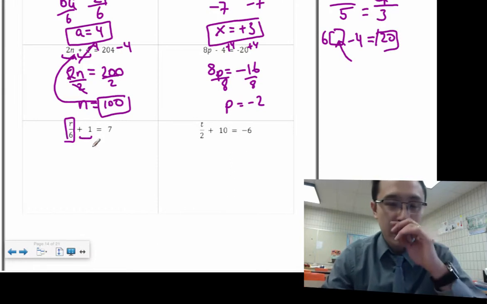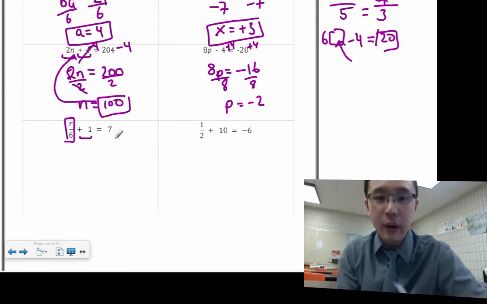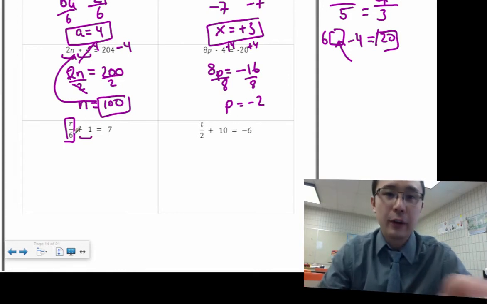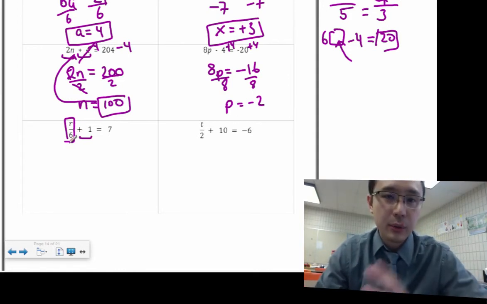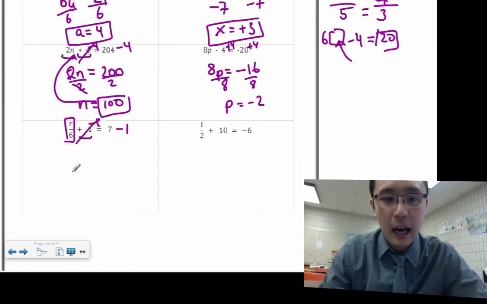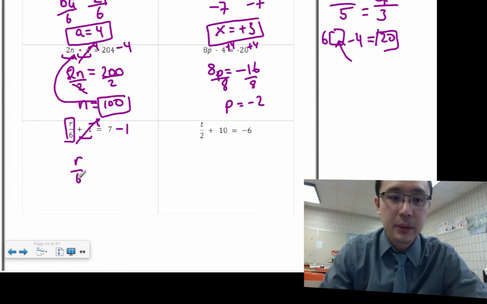So sometimes when you get a fraction, don't be alarmed and don't get frightened because it's just the same as before except that this variable is as a fraction. So do whatever you did before. You have an add or subtraction, so get rid of that first. So this is plus 1. I get rid of that by subtracting 1, that immediately gets rid of that. I have r over 6 is equal to 6.